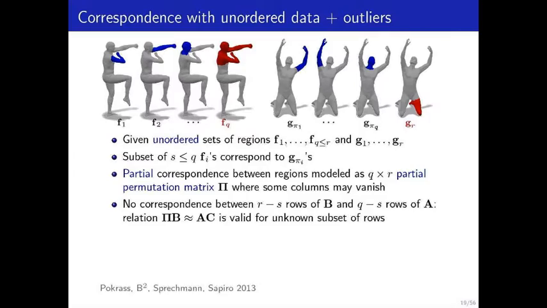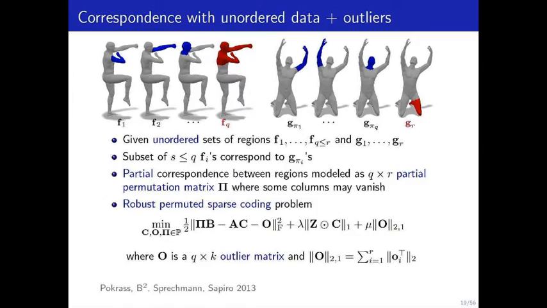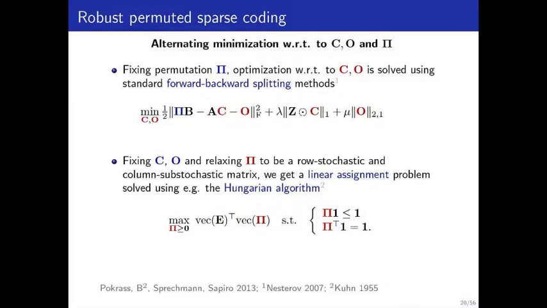So basically, to model this, we introduce an outlier term. The outlier goes into the data term, and it takes care of the wrong rows of this system of equations. And we want this outlier to be row-wise sparse. The penalty that induces row-wise sparsity is what is called the L2,1 norm, that is the sum of L2 norms of the rows of the matrix. Okay, so exactly the same way of solving it. The first problem, if we fix pi, is the robust sparse coding problem. Again, there are efficient ways of solving it, for example, using splitting algorithms.